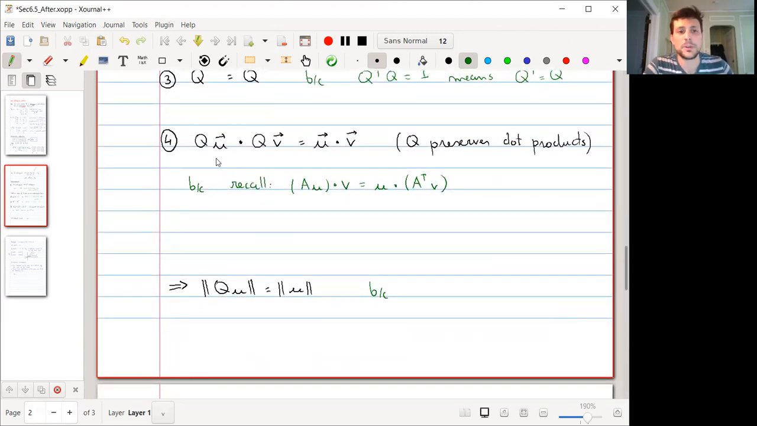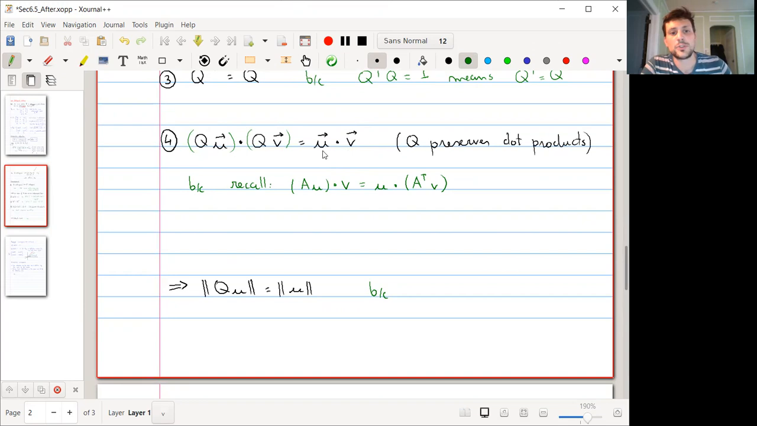This is one last property, which is last but not least, it's also very important. The matrix Q preserves dot products. So if I apply the matrix Q to a couple of vectors U and V, and then I dot them together, I get the same result as I would have gotten by dotting U with V without applying Q.